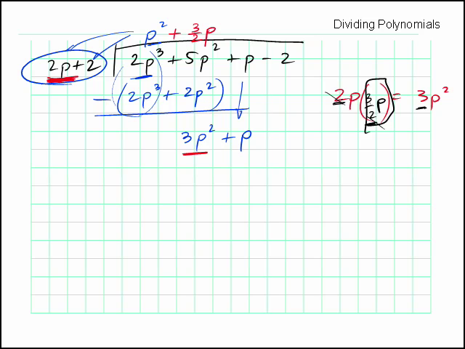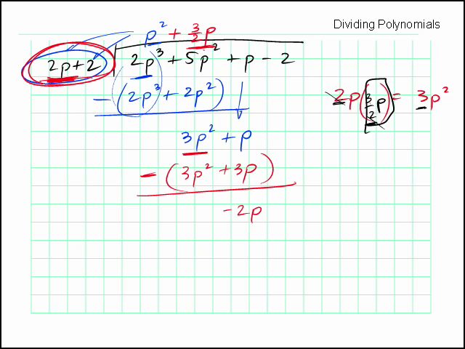Okay, now the process is the same as before. 3 halves p times this 2p plus 2. Well, this will be 3p squared, and then 3 halves p times 2 is 3p. Okay, now I'm ready to draw a line and subtract. Like that. 0 there, and this will end up being negative 2p. I'm ready to bring down the last term, way down there.